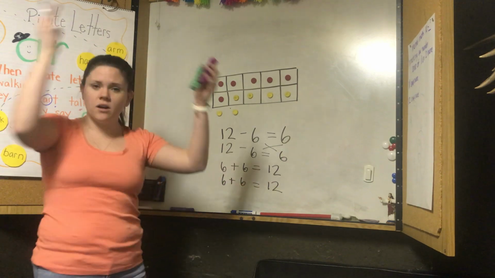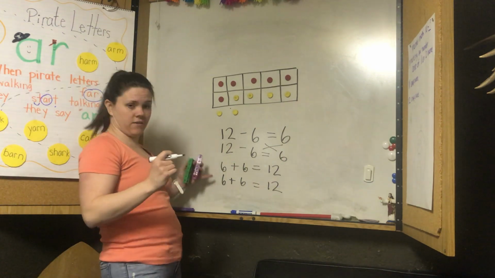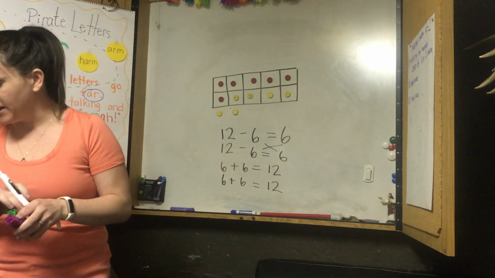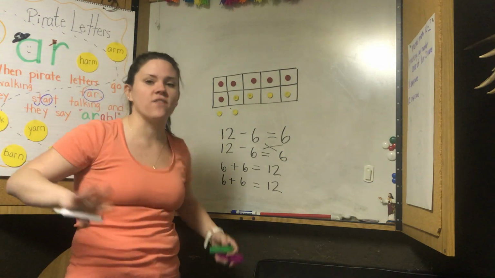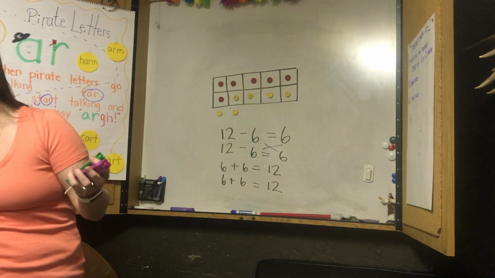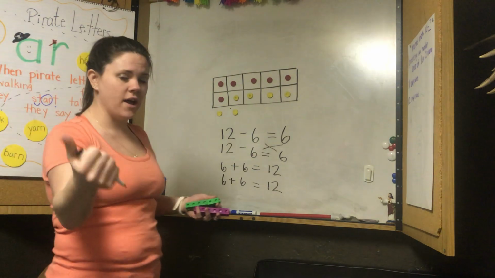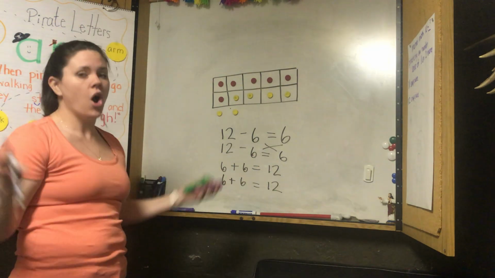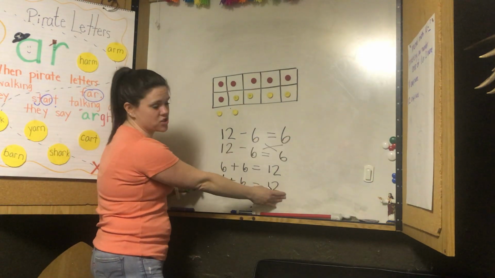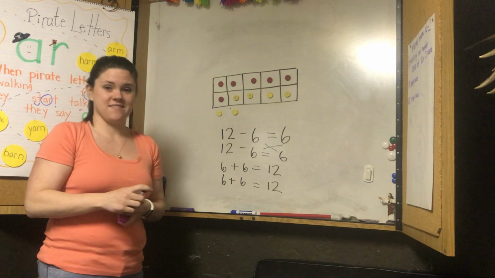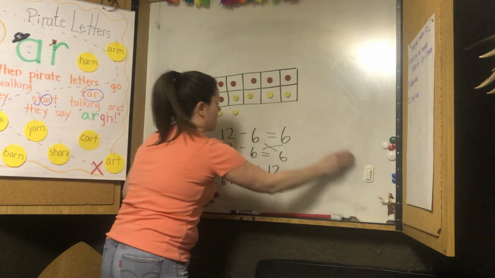Now, a related fact can be any one of these, right? But a fact family is when all of our related facts have all of the same numbers. They all have the same whole, and they all have the same parts. Now, doubles facts are very much so the same, right? So let's practice one that's not a doubles fact.